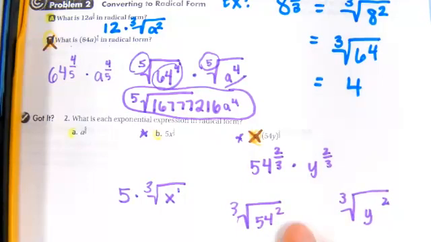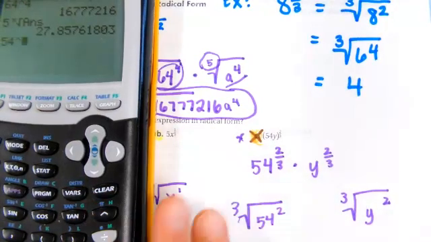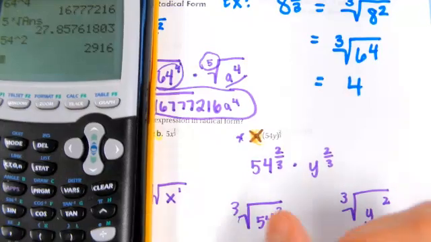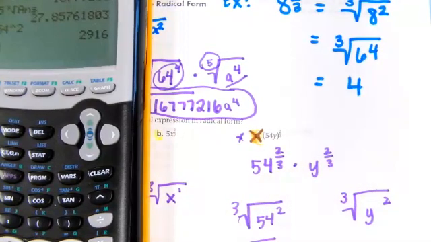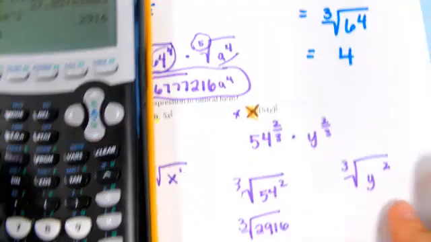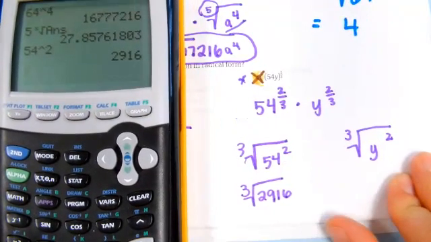54, right? 54 squared. If we do that in our calculator, we get 2,916, right? So I really have the cube root of 2,916 here. Now, let's see if that simplifies or not. All right, does this simplify? How do I check it? What do I type in my calculator?